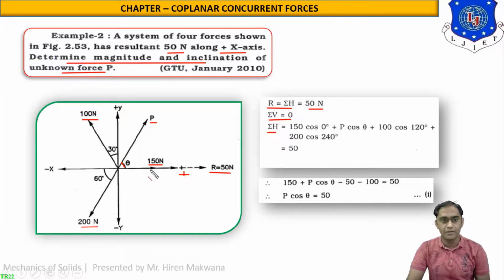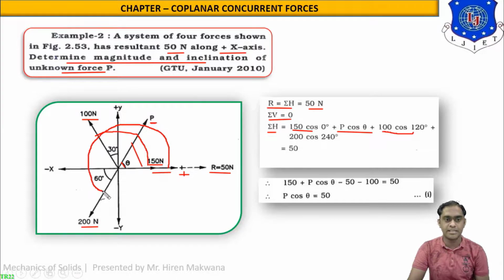Okay, let us start with the sigma h. The same method. The first force is 150 starting from this axis. The angle will be 0, so it is 150 cos 0. The second force is P and the angle will be theta, so it is P cos theta. The third force is 100 Newton as you can see, but the angle will be this 30 plus 90, so 120. So 100 cos 120. The last force is 200 and the angle is 180 plus 60, 240. So 200 cos 240. So the answer will be 50. So this is sigma h. So sigma h will become 50 now.